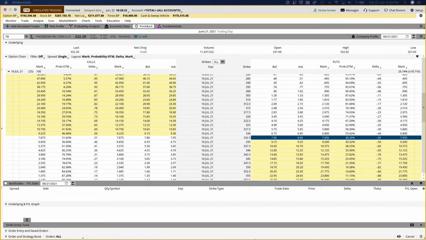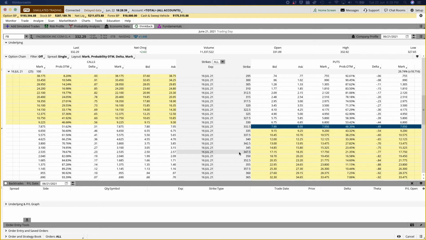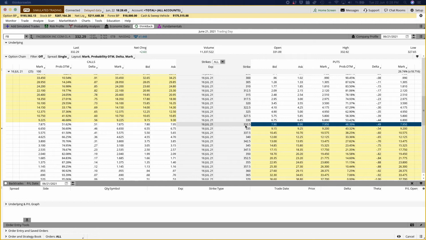Okay, so here we are now in Think or Swim, and we can see we've got the options up for Facebook, and this is the options expiring on the 16th of July, and that's 25 days from now. So here we can see on the right, this is our put options. We can see currently the share price is 332.29. So this is the point here where we're at the money. And you'll see here we've got the mark. So this is going to be the premium. So if we're selling the put option, this is going to be the premium which we receive.